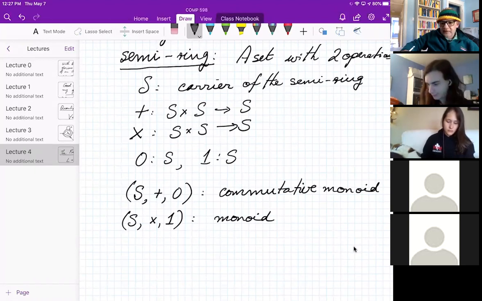So a nice example of a semi-ring. So sorry, and then there are many more axioms. So times distributes over plus.